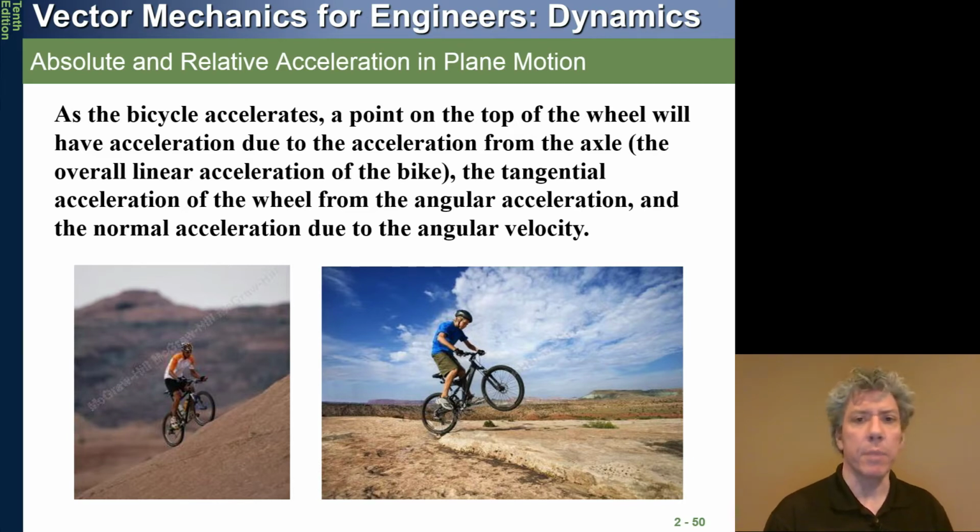As the bicycle accelerates, a point on top of the wheel will have acceleration due to the acceleration from the axle. In other words, the bike itself is probably accelerating forward or backward. The tangential acceleration of the wheel from the angular acceleration, so in other words, the wheel's speeding up, so there will be a tangential acceleration. And normal acceleration due to the angular velocity. So because the wheel is rotating, if you imagine standing on the axle and looking at the wheel rotate, that point would have a normal acceleration pointed towards the center of the wheel. So all of those accelerations together would have to be considered in order to understand the total acceleration of that particular point at the top of the wheel.